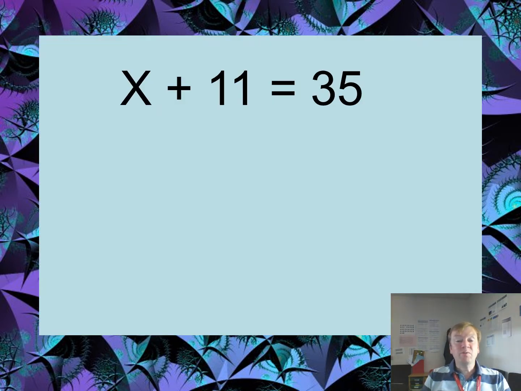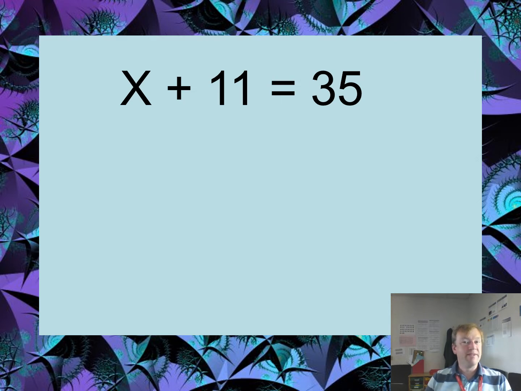We're going to start off with some nice easy equations and gradually work our way up the difficulty scale. So let's have a look at this equation here. x add 11 equals 35. So what's it all about? Well, we've simply got a little puzzle to solve. We've got a sum, something add 11 equals 35, and we've got to figure out what the missing number in the sum is. In other words, what you add onto 11 to get to 35.